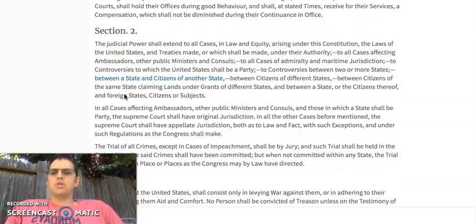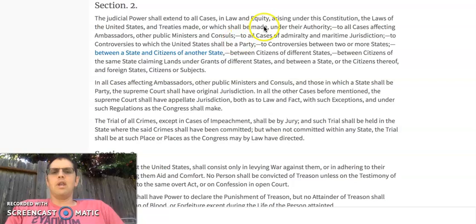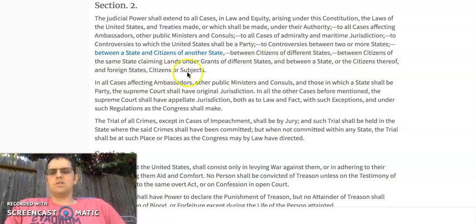Section 2. The judicial power shall extend to all cases in law and equity arising under this Constitution, the laws of the United States, and treaties made, or which shall be made under their authority, to all cases affecting ambassadors, other public ministers, and consuls, to all cases of admiralty and maritime jurisdiction, to controversies to which the United States shall be a party, to controversies between two or more states, between a state and citizens of another state, between citizens of different states, between citizens of the same state claiming lands under grants of different states, and between a state or the citizens thereof and foreign states, citizens or subjects.